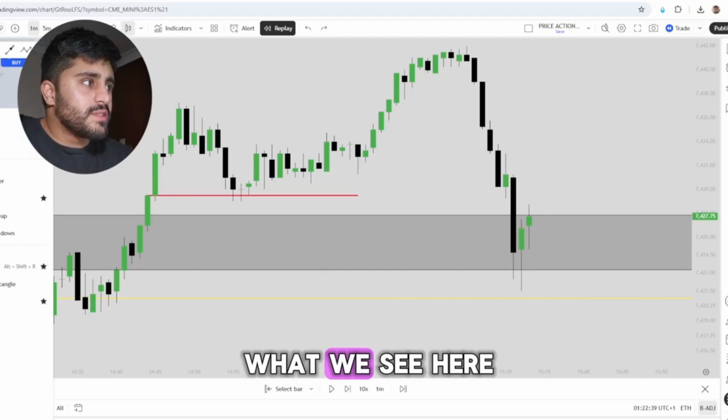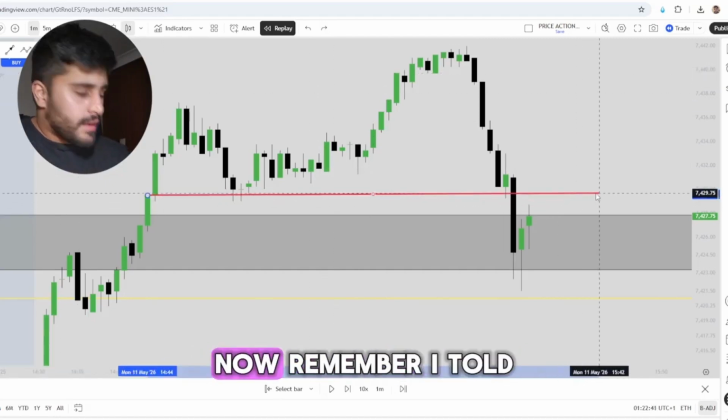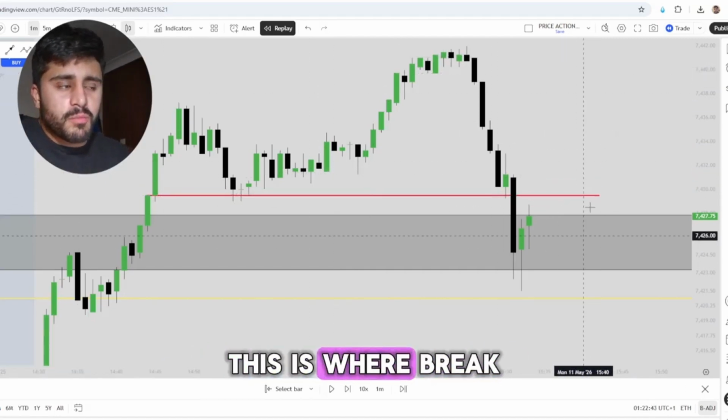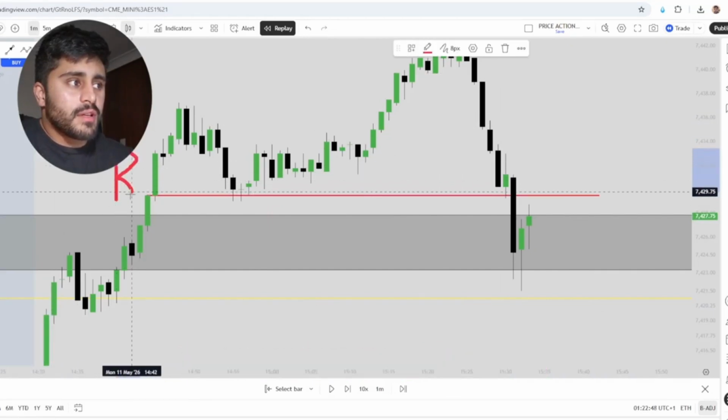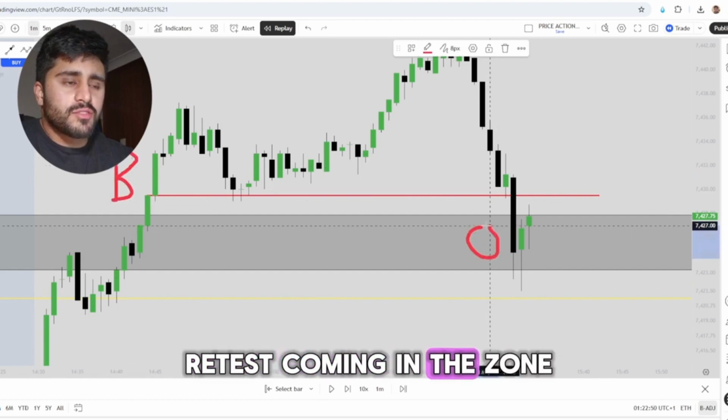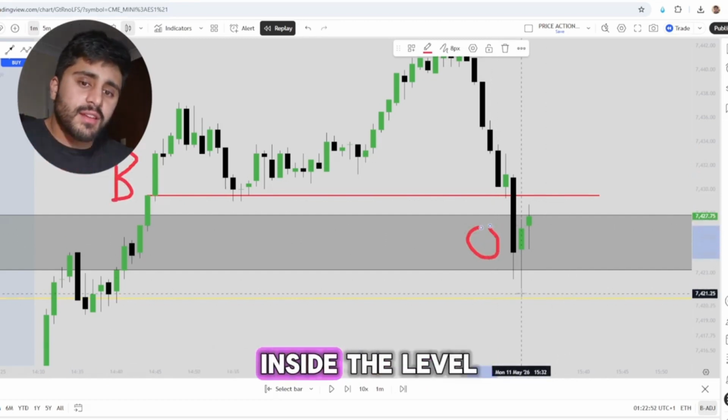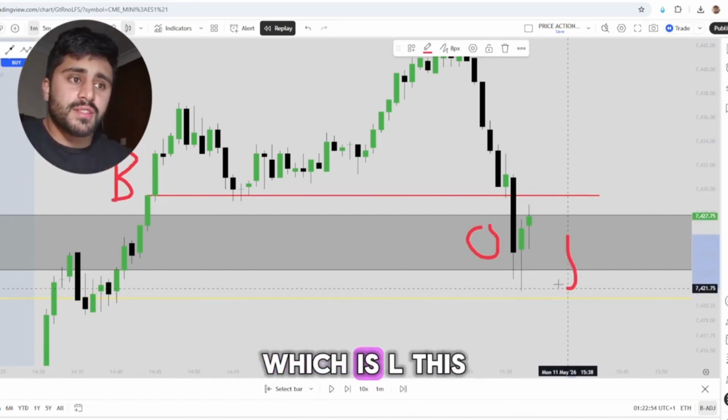So what we see here is we have our break line. Now, remember I told you about break line? This is where break line becomes very important, because we have a break, we have an optimal retest coming in the zone, and in this region inside the level we actually move on to step 3, which is L.